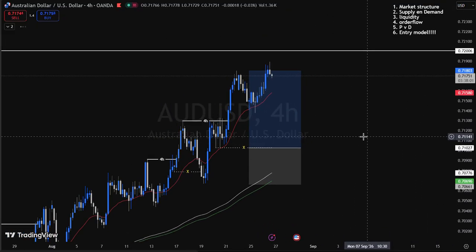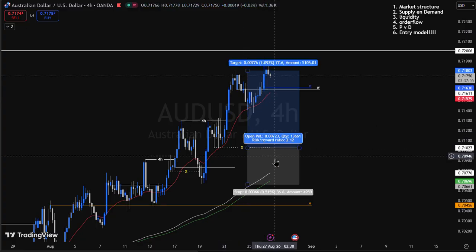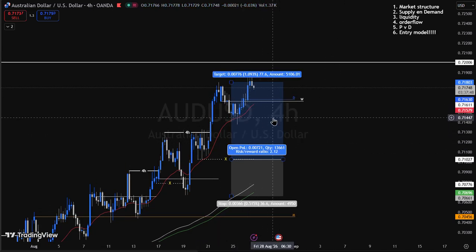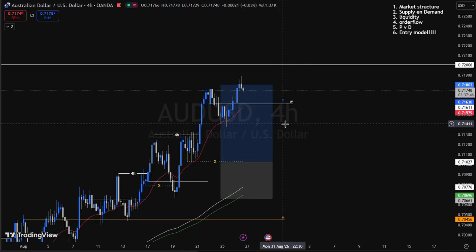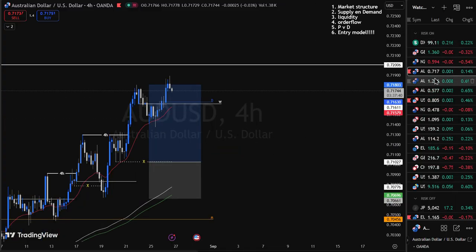The next pair is AUD/USD. AUD/USD is very bullish, as you can see. It is not coming into our area, not retracing towards the premium and discount areas, and not taking this liquidity. So I'm waiting for this trade also, because this trade looks very good. AUD is very strong compared to USD. So I will look for this trade also.